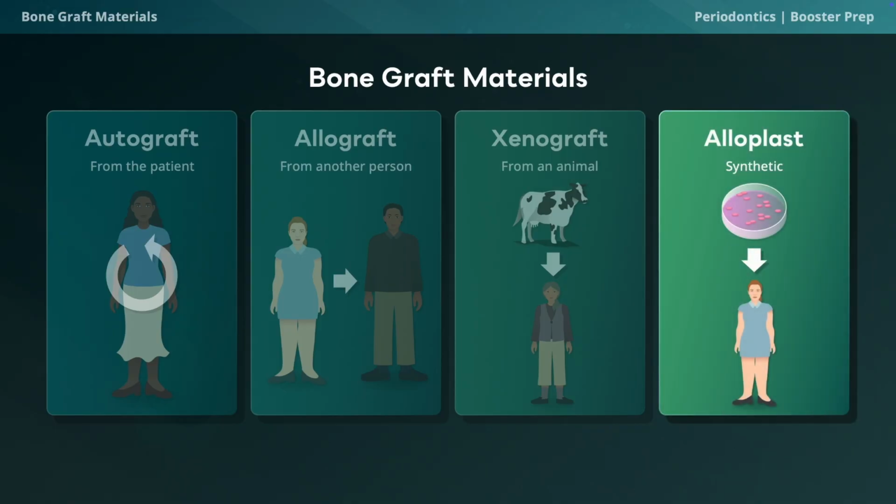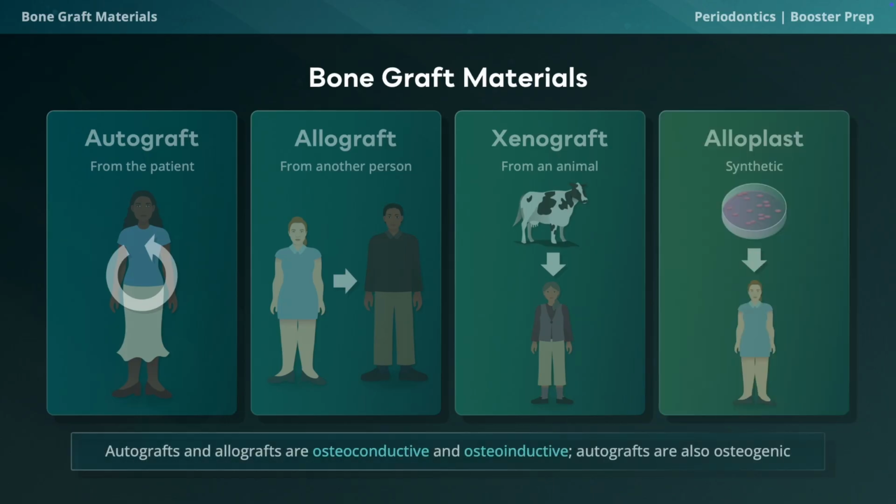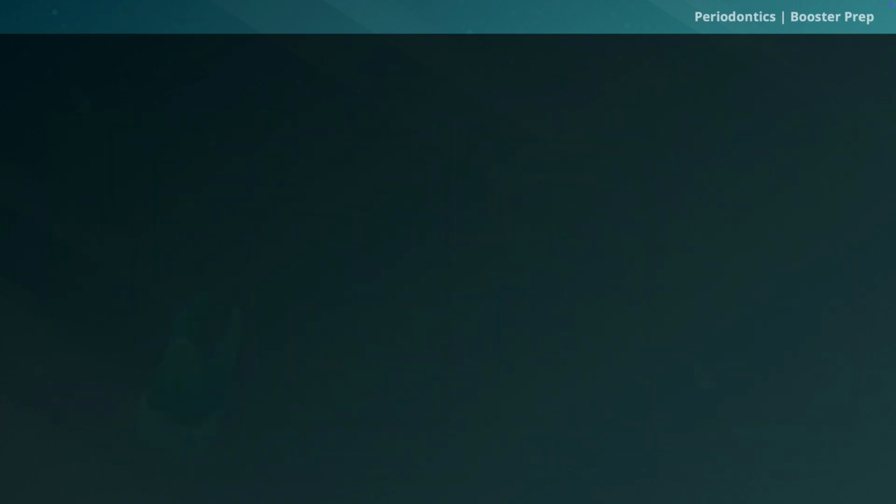That's man-made, non-biologic grafts. So it's important that the alloplast is biocompatible with the patient's natural bone because it's synthetic. Autografts and allografts are osteoconductive and osteoinductive, whereas autografts are also osteogenic, like I mentioned in the last slide.